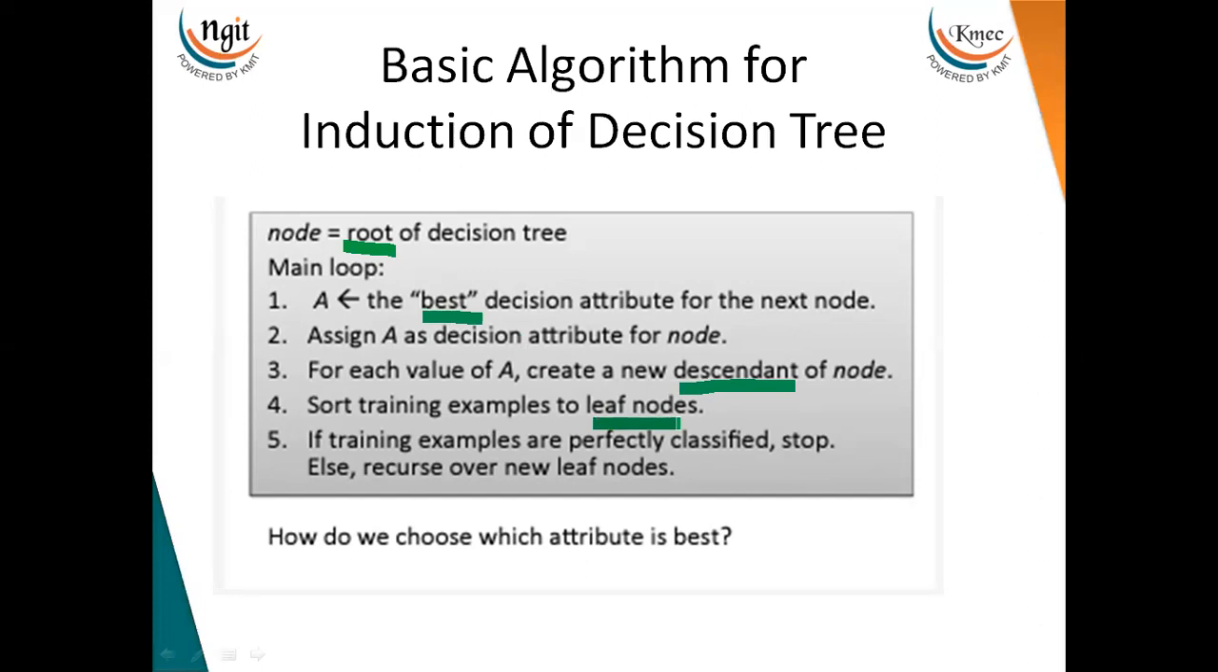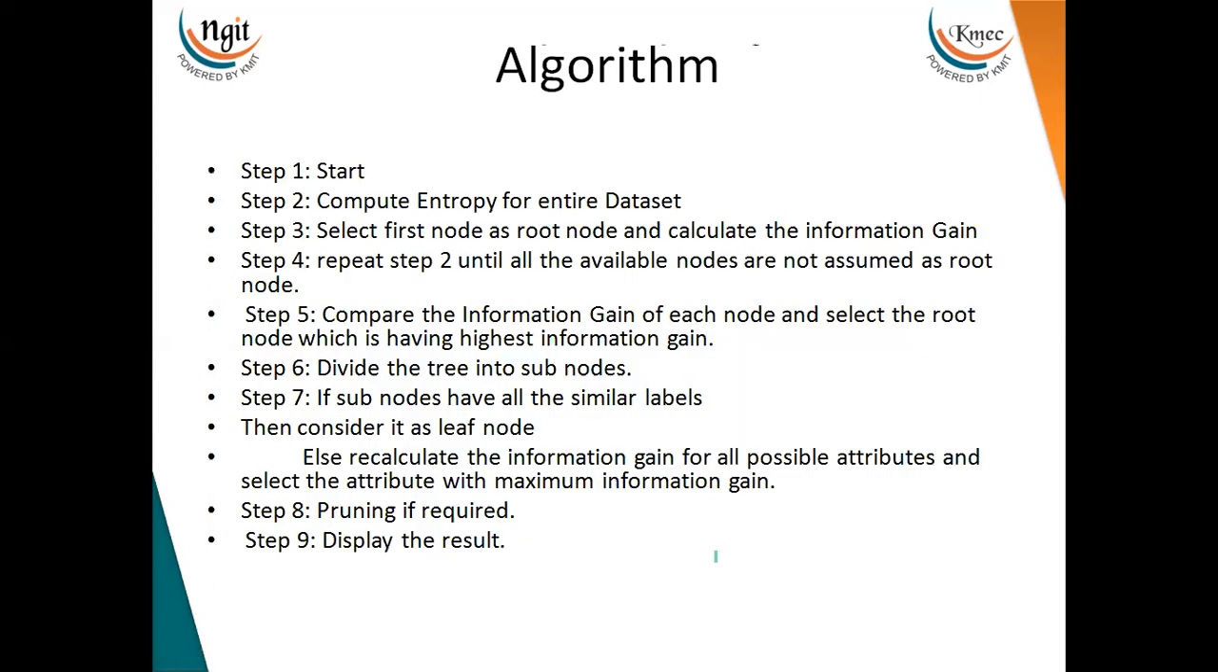Now the question comes to your mind: which attribute is the best attribute? How are you going to choose it? That is what information gain is for. Now, this is the ID3 algorithm that is used for the recursive induction of a decision tree.